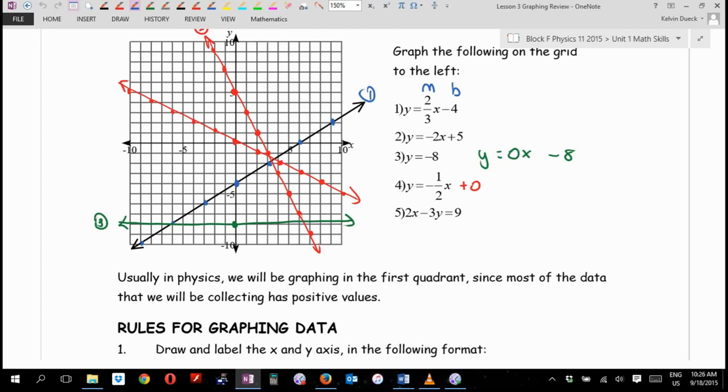Is the y by itself? No. We'll have to get the y by itself. We'll have to rewrite this. How can I get the y by itself?